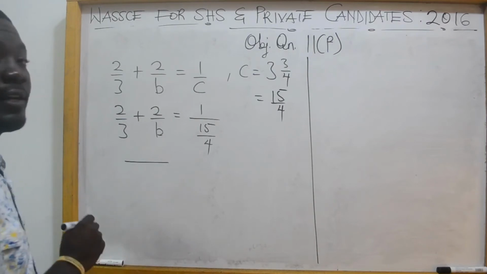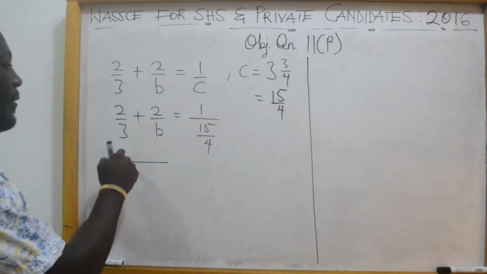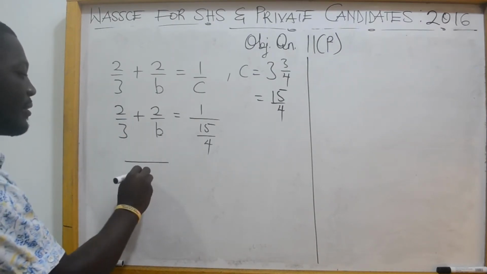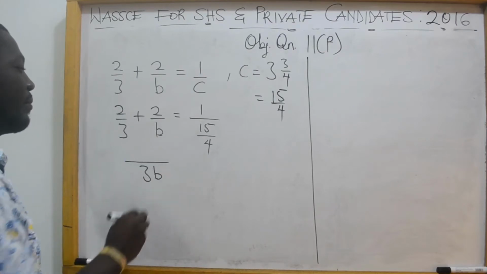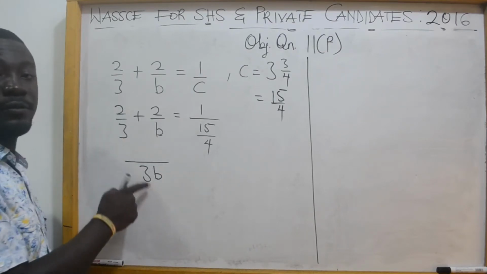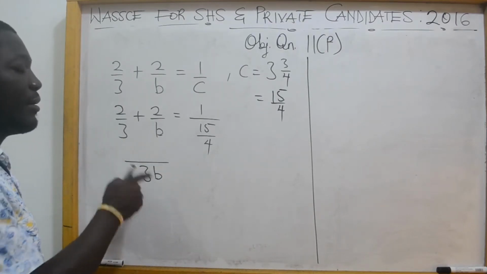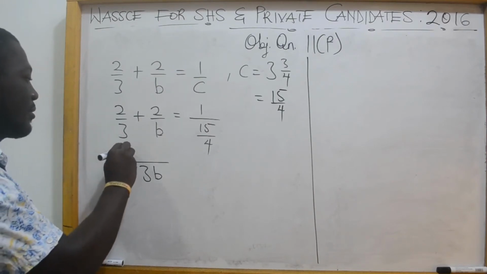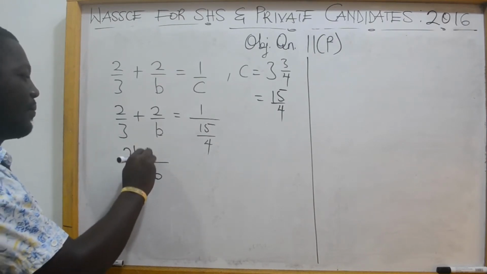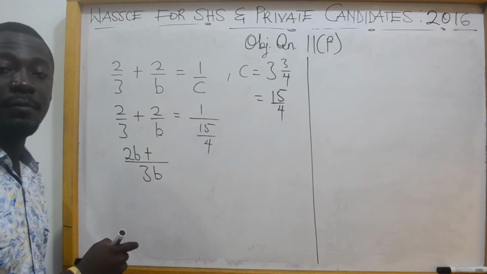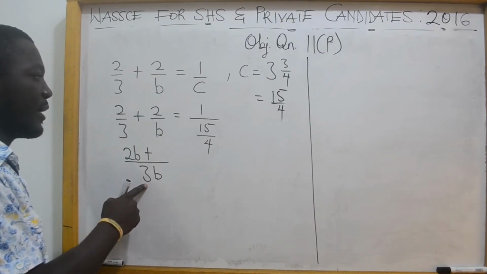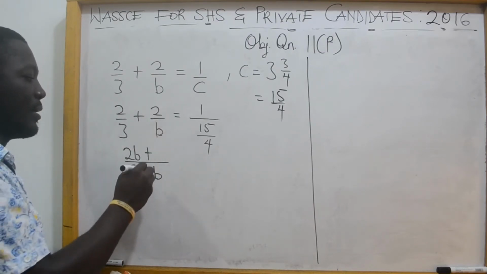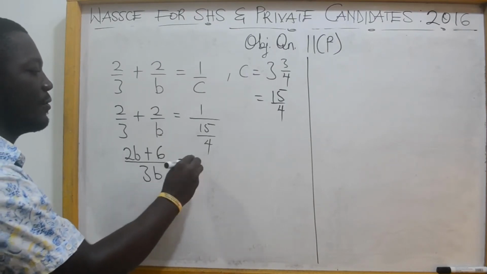We can find the least common denominator here between 3 and B, which is 3B. 3 into 3B, we will have B. B times 2 is 2B, plus B into 3B is 3. 3 times 2 is 6, which is equal to.